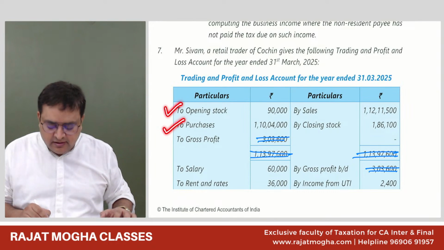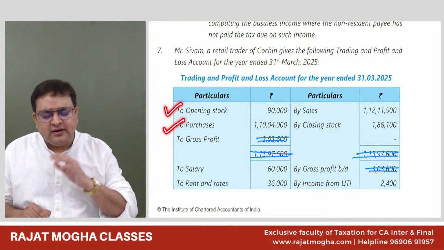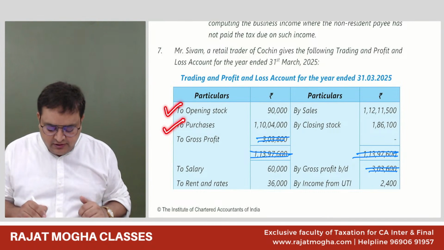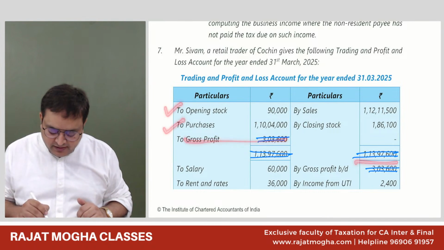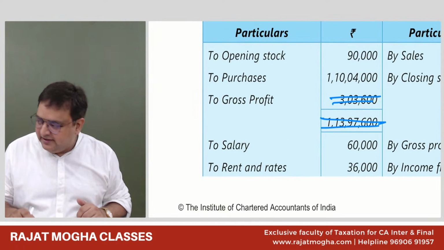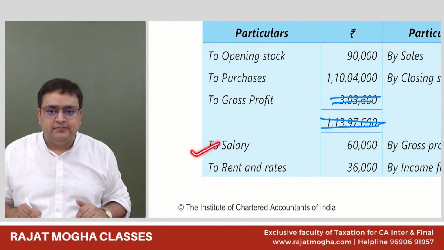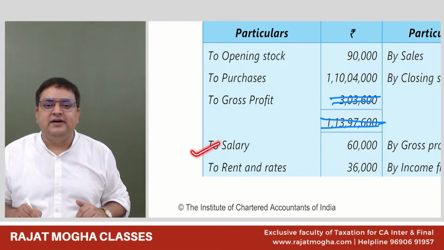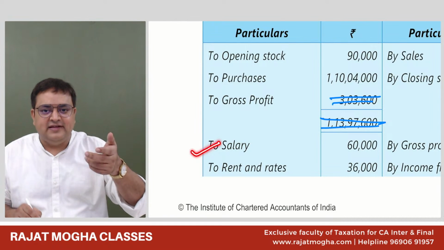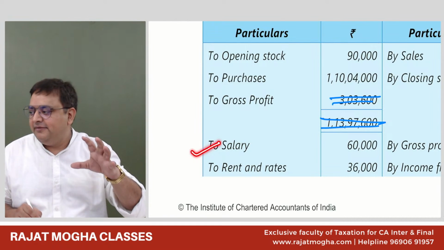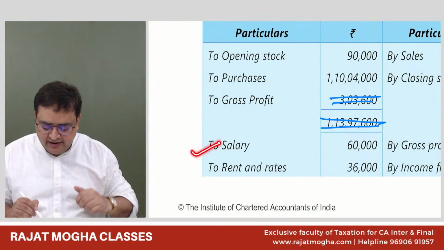I'm just seeing my profit and loss account. Gross profit, we don't need it. Salary: everybody agree that we are okay with salary? Yes, sir. Can you tell me under which section it is allowed? Although you don't have to tell the examiner, everybody tell me here and on YouTube, under which section?